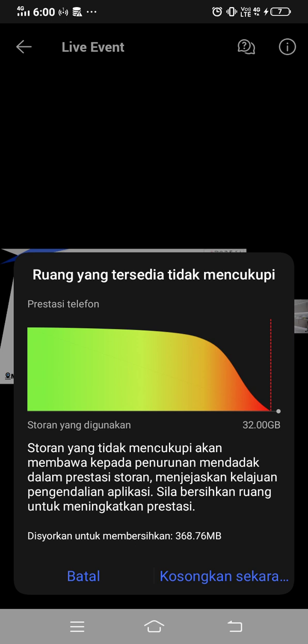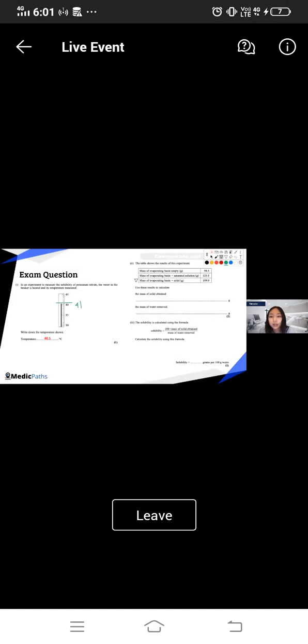Part 2. Table 1 shows the results of this experiment. Use these results to calculate the mass of solid obtained and the mass of water removed. So if we look over here, you've got the mass of just the basin when it's empty, the basin plus the solution, and the basin plus the solid. So what's the mass of the solid? To get that, you want to do 109 minus 98.5. Okay.